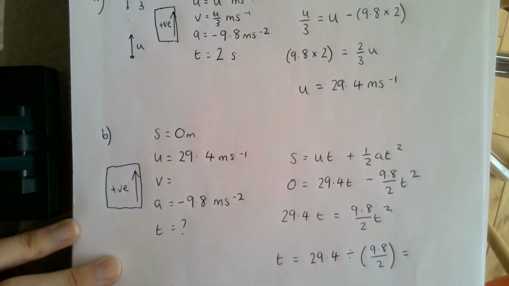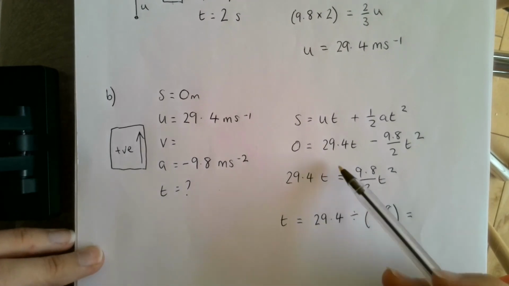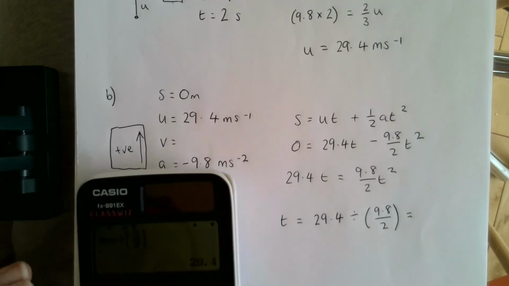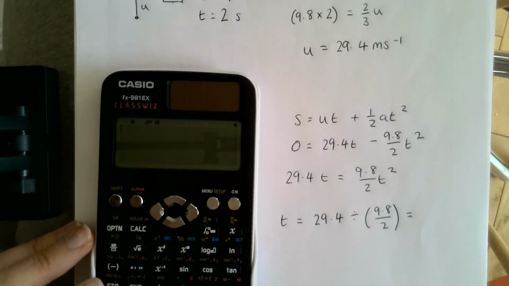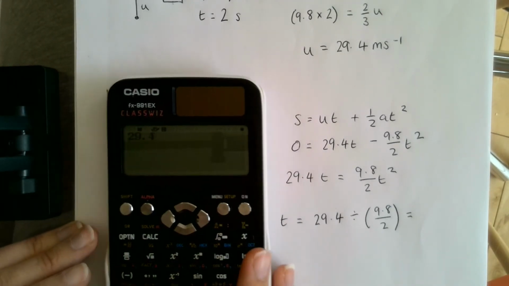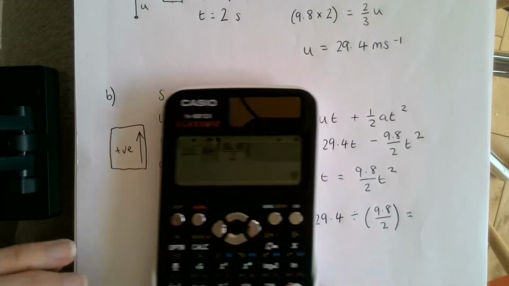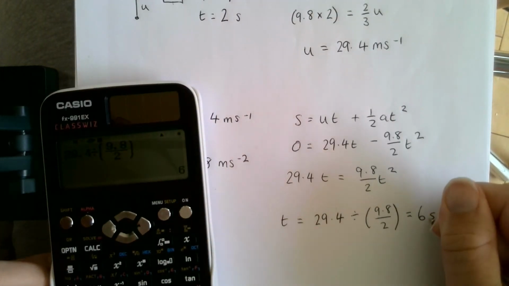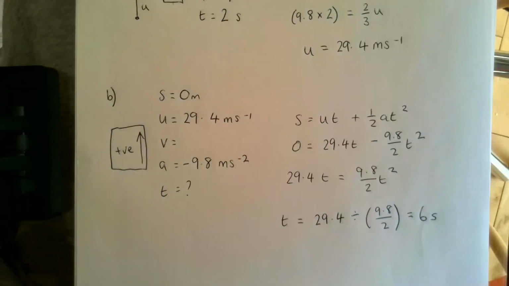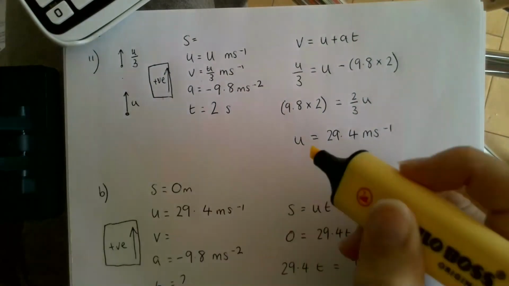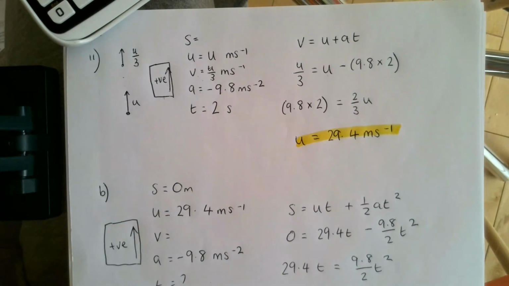Just checking I've not skipped that bit too quickly for you. All I've done is cancelled one of the t's out each side and then divided by 9.8 over 2. So I've got 29.4, not sure you can see this very clearly, divided by 9.8 over 2. And so the time is 6 seconds. So we've got the time to return to the original position was 6 seconds, and for that first one we got that u was equal to 29.4 meters per second.